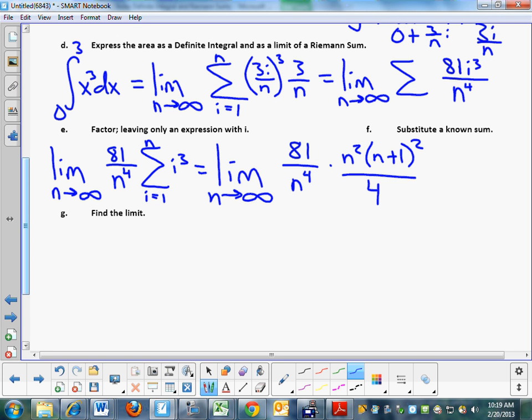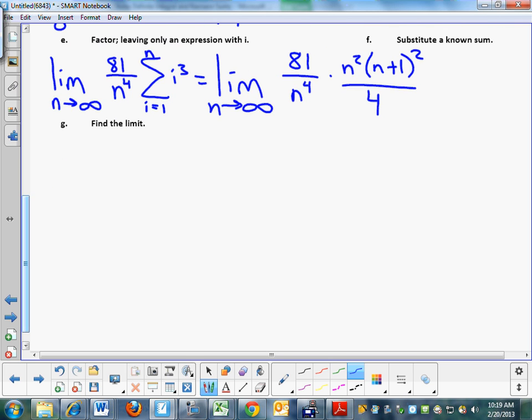All I have left is an infinite limit. You know how to do limits as they go to infinity, right? So let's just work out the algebra, and away we go.